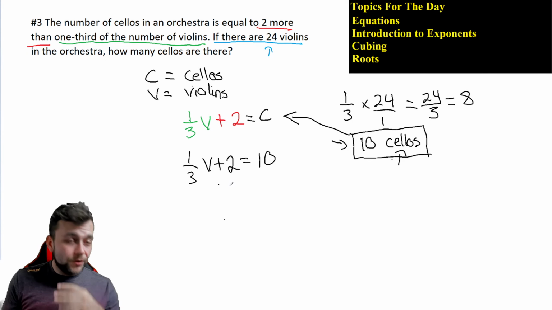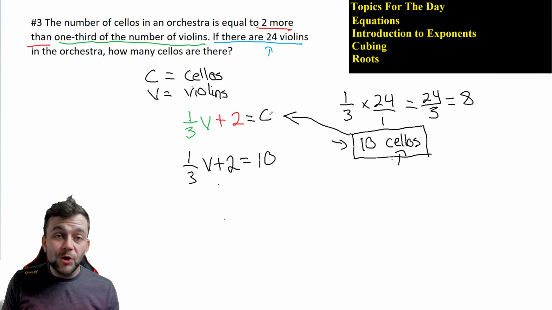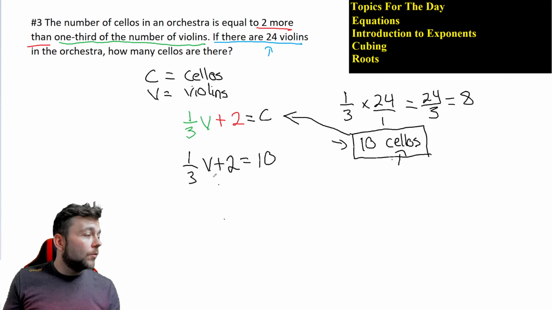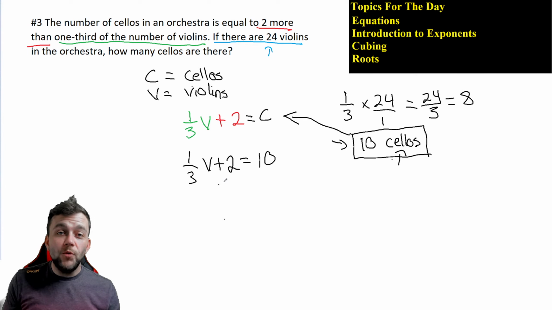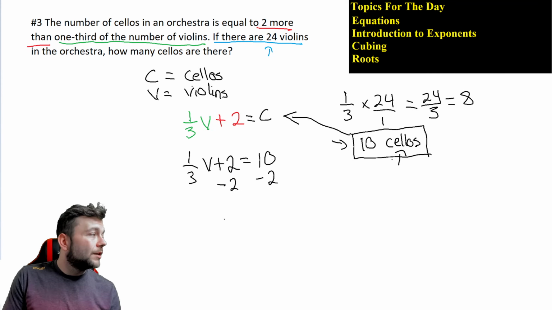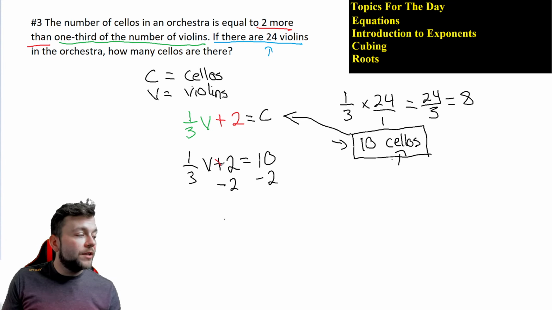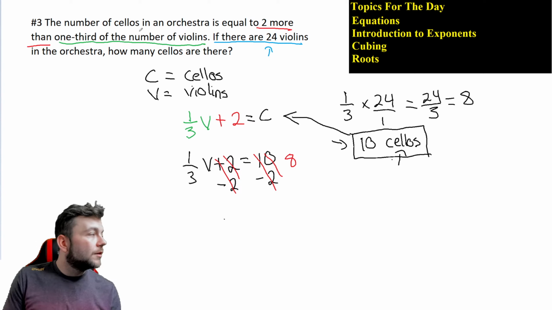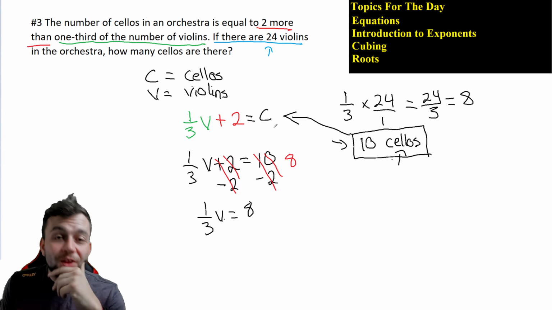Now, what is the inverse? When we're solving, it's always finding the inverse operations. We are going to do the inverse of adding 2. So what's the opposite of adding 2? Subtracting 2. And you do that from both sides. So plus 2 minus 2, this drops away to 0. 10 minus 2 equals 8. And we can rewrite the problem. So 1/3 V equals 8.